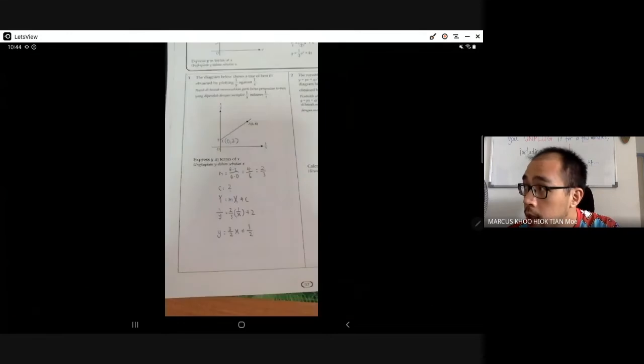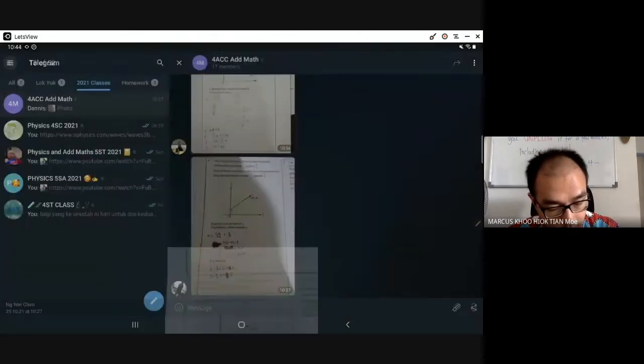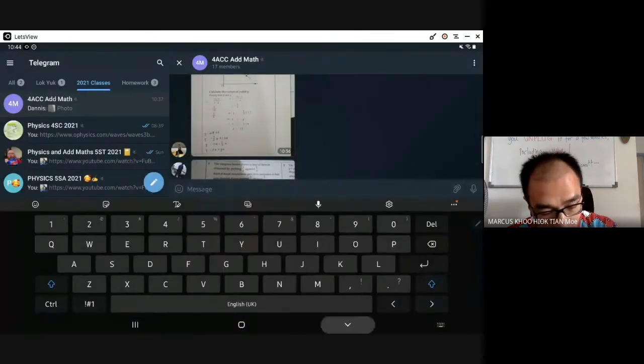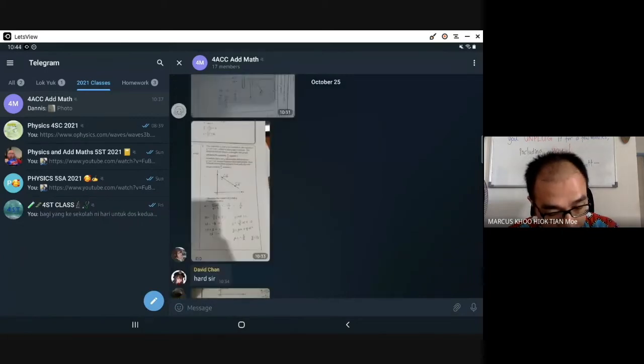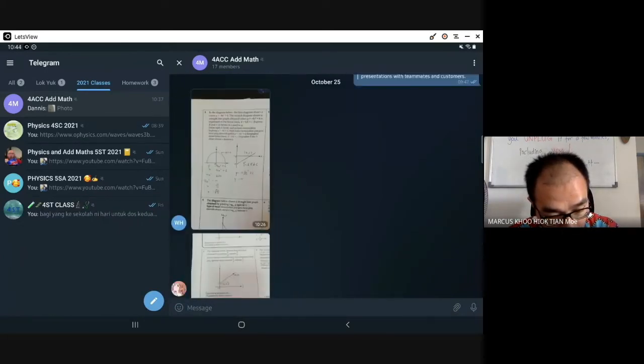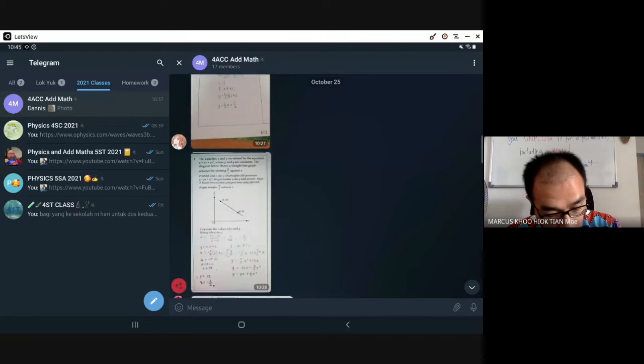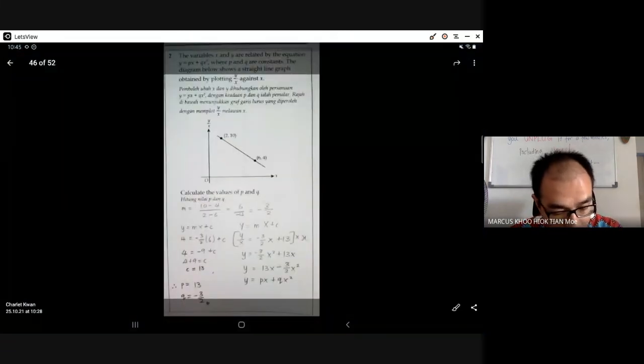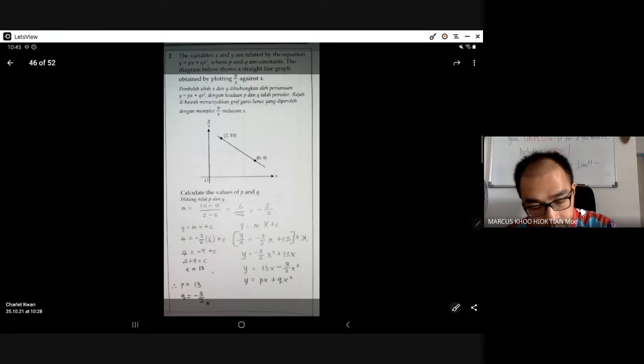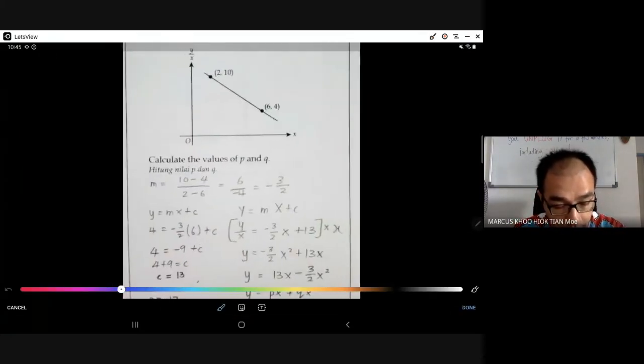Let me go to question number 2. I think question number 2 is the one that has the least problem. Let's see. I'm going to start with Charlotte's one. First of all, Charlotte, you got the gradient correct, so that's good. 10 minus 4 over 2 minus 6, so you get negative 3 over 2. So again, the problem is how to get the C.